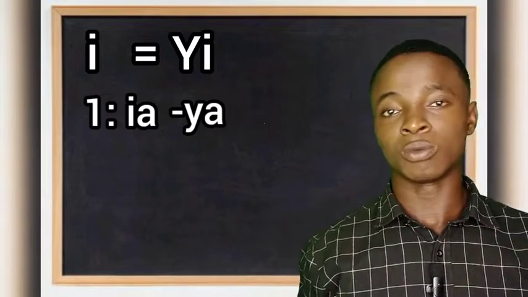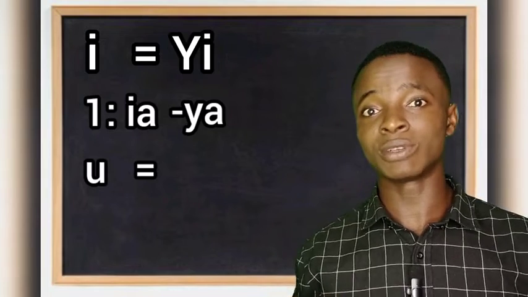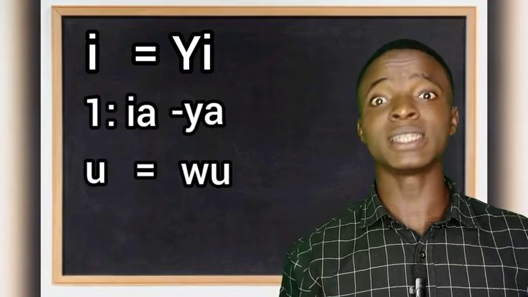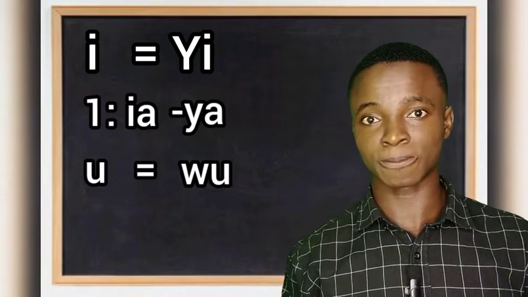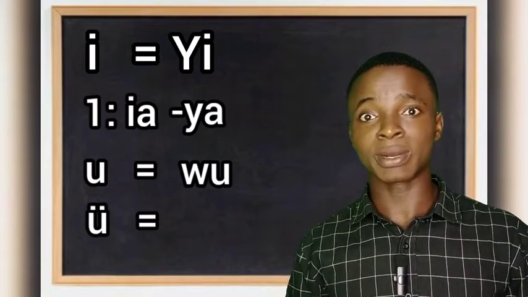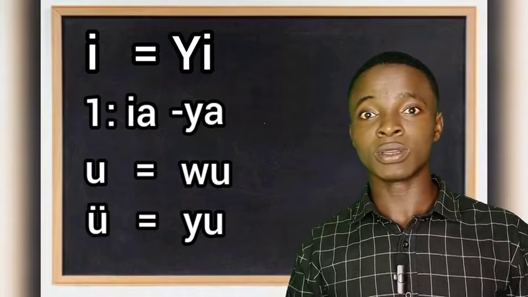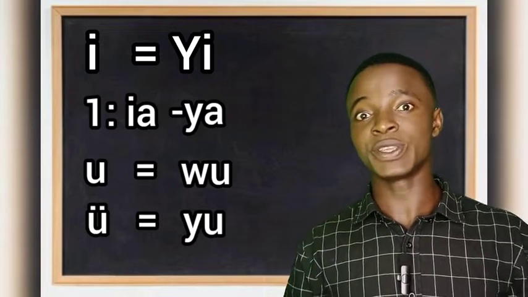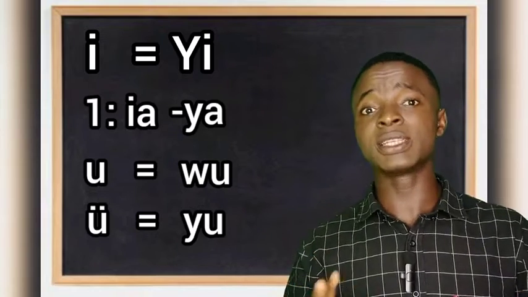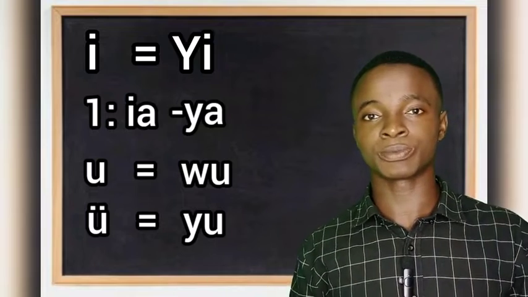We also learned that when u forms a syllable by itself, it is written by replacing the u with w to get a clearer pronunciation. And we also learned that when ü forms a syllable by itself, it is written by adding y to ü and removing the two dots on top of the u. But remember, these are just written this way, but the pronunciation doesn't change.